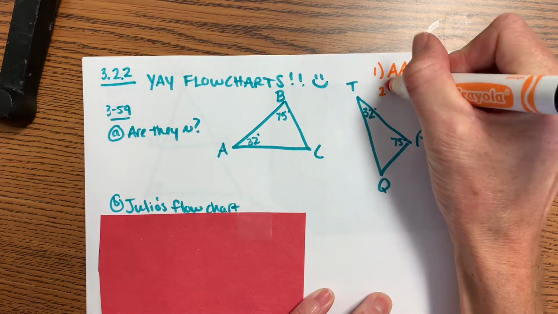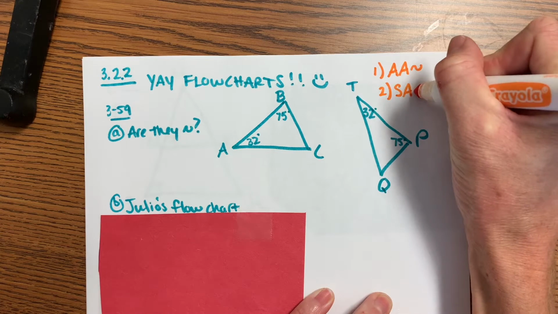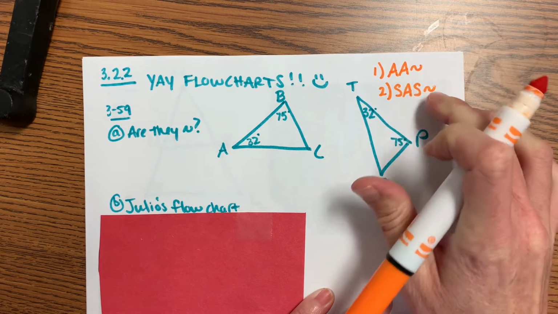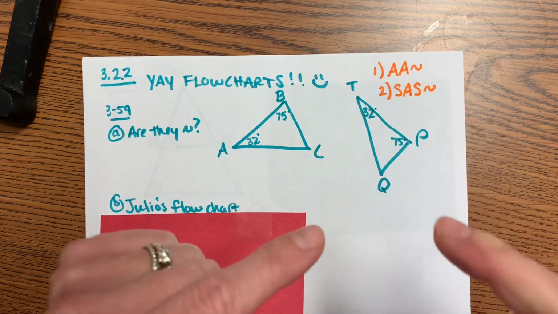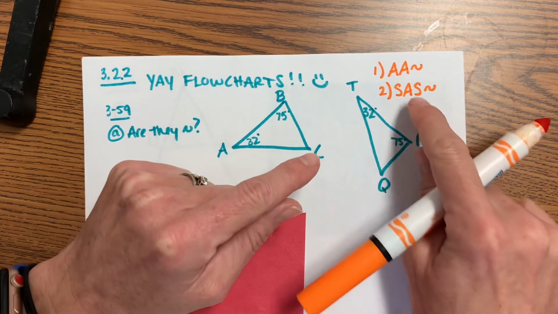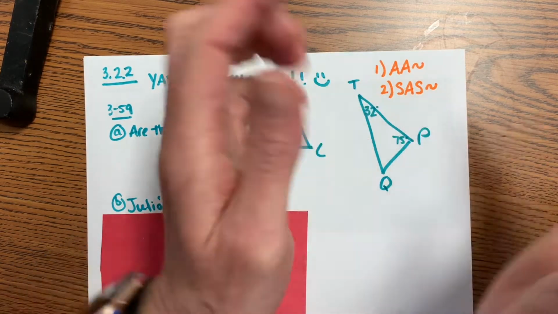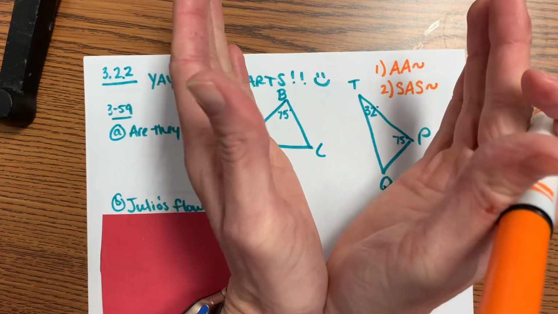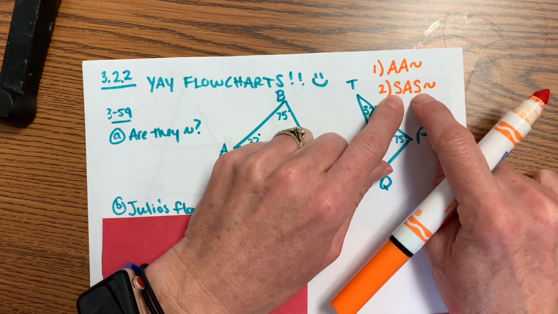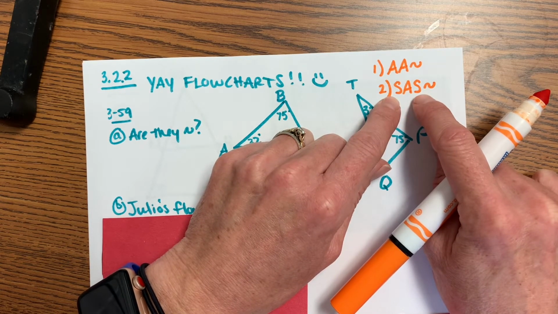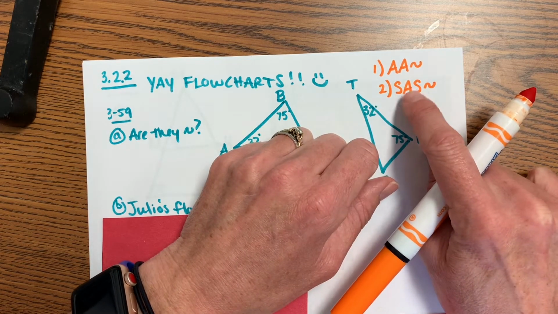The second was SAS similarity, and that is that if you have a given angle or an angle that's marked equal or that you can figure out is equal, and the 2 sides that make up that angle are proportional. So for the S's, you have to check the zoom factors or the ratios to make sure that they're the same ratio. And then A just means it's an angle that's equivalent.